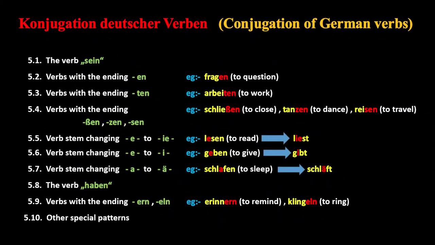Today we go through the verbs whose stem changes a to ä (a with umlaut) when conjugating. That is 5.7.